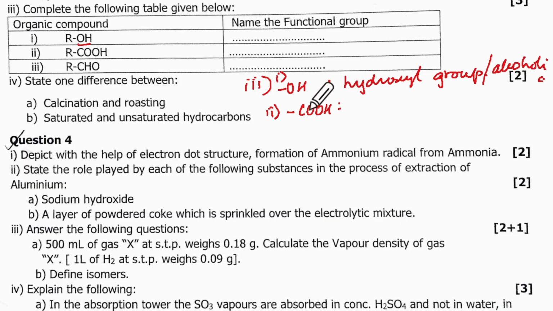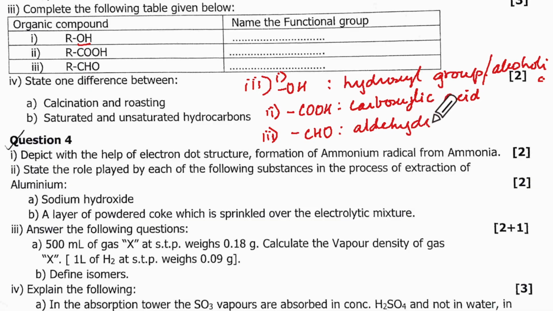Then the second part. It is RCOOH. Now this one, -COOH, will be what? Carboxylic. Okay, carboxylic acid group. Correct or no? Then the third one, -CHO is aldehyde. So aldehydic group. Okay, so out of these 3, see how many marks you would get.